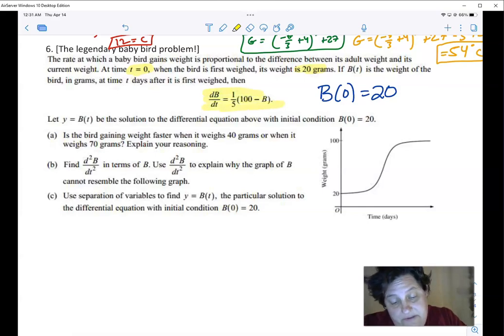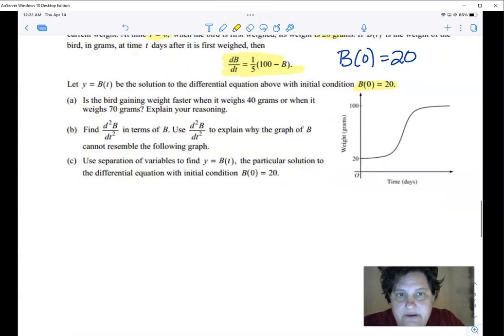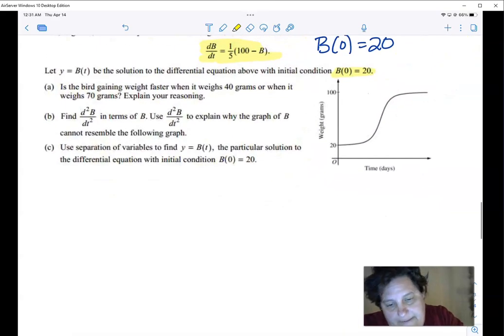Let y equal B of t be the solution of the differential equation above with the initial condition. Oh, that's cool. I don't really need to write that down. Is the bird gaining weight faster when it weighs 40 or when it weighs 70? Explain your reasoning.